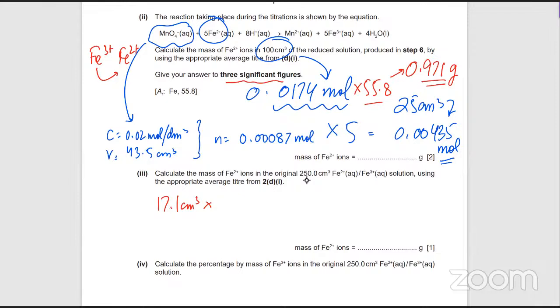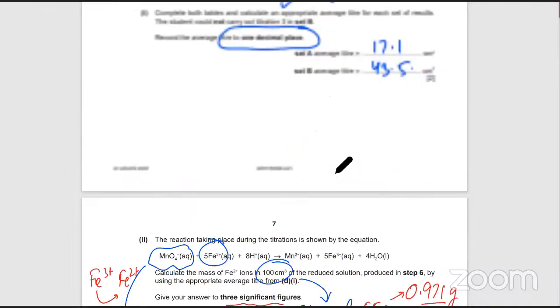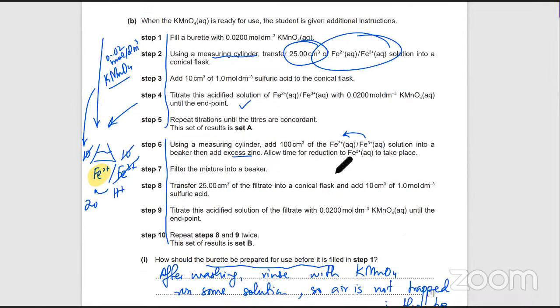How did you know in part 2 you had to use set B and not set A? Because he talked about step 6, he was talking about the reduced solution. Now he's talking about the original solution, so that's the first part. The first part was with the original solution, and then he added zinc; step 6 did it for a reduced solution, okay.